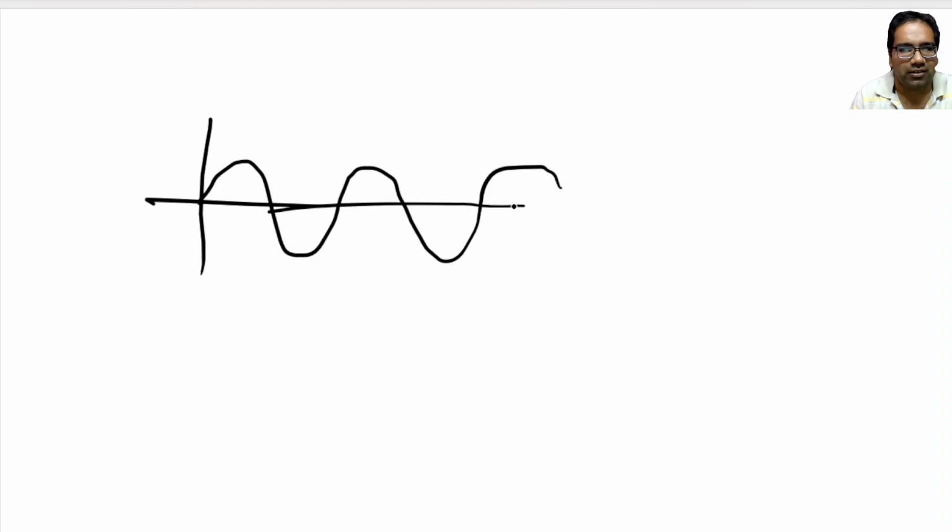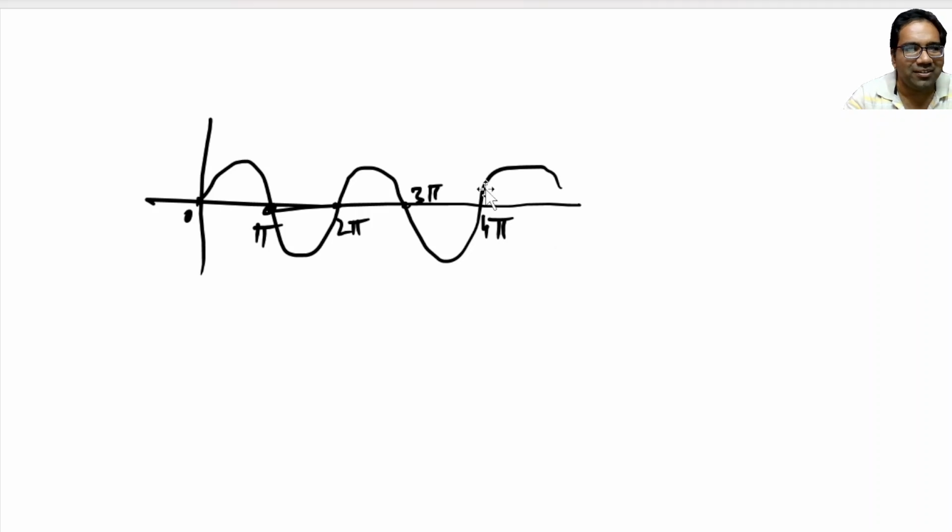The sine function, how does it go? It goes like this, right? And this is pi, this is 2 pi, this is 3 pi, this is 4 pi, likewise, or 0, minus pi, minus 2 pi, likewise. Okay, so at all multiples of pi, sine is always 0.